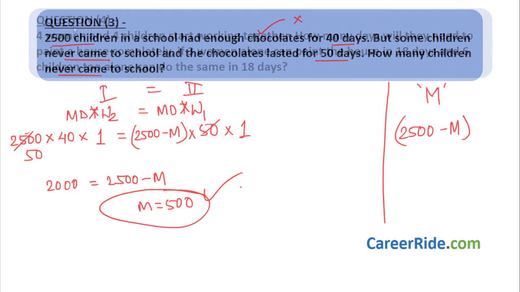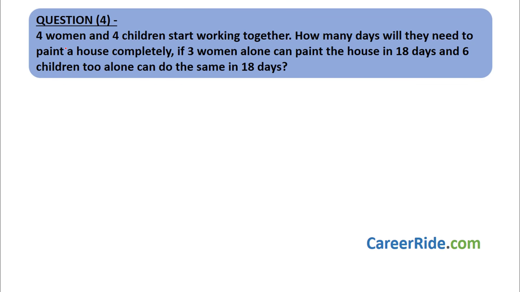Moving on. Question number 4. 4 women and 4 children start working together. How many days will they need to paint a house completely if 3 women alone can paint the house in 18 days and 6 children too alone can do the same in 18 days? Now what they have given is that 3 women can paint a house in 18 days, okay? And 6 children can paint the house again in same 18 days.